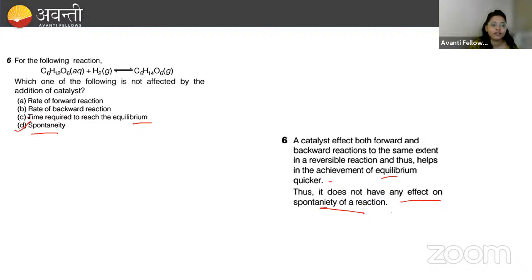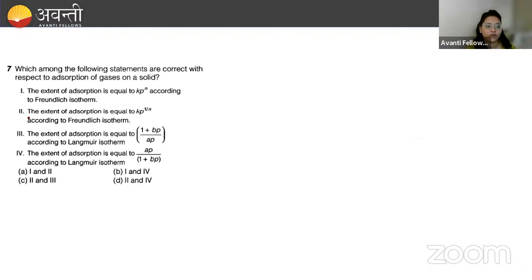Is that clear to everyone? Okay, let's move on to the next problem. Which among the following statements are correct with respect to adsorption of gases on a solid? So we are given four options. We have already studied Langmuir adsorption and Freundlich adsorption isotherm. So the extent of adsorption is equal to Kp raised to n according to Freundlich.